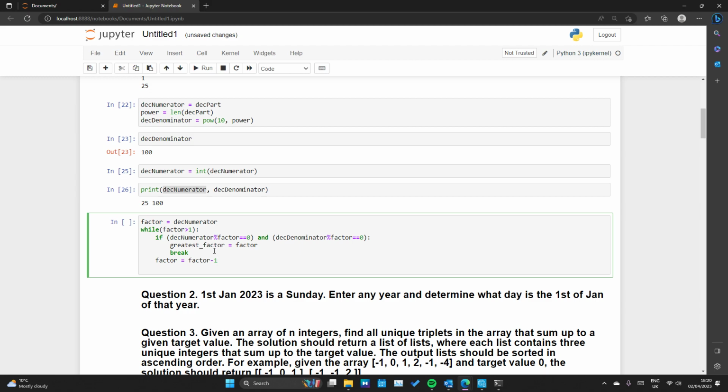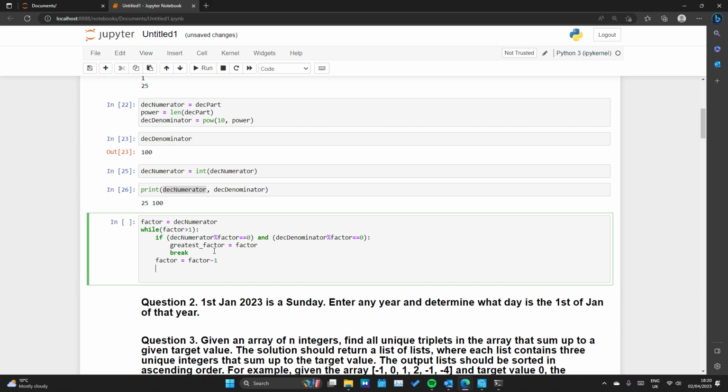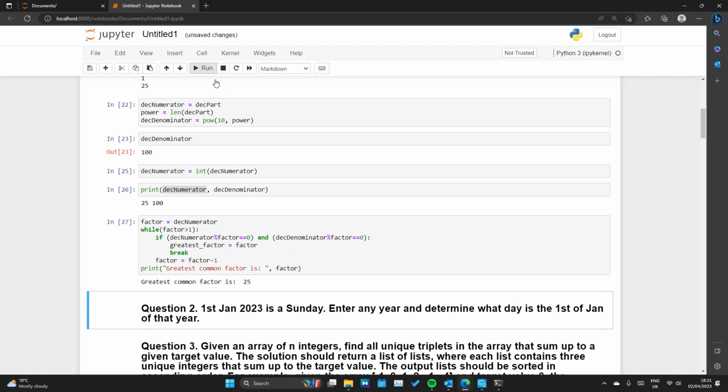So factor is equal to factor minus 1, which means it will decrease the value of factor by 1, and the while loop will keep running. Okay, and we want to know the final value of factor. So we can have a print statement. It says greatest common factor is, and we can write here factor. Okay, so let's run this code and see what happens. So we know that greatest common factor is 25.